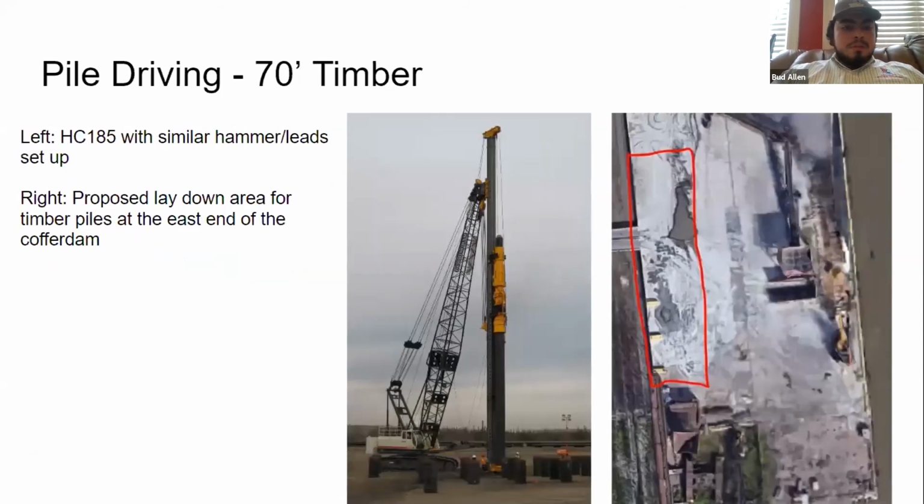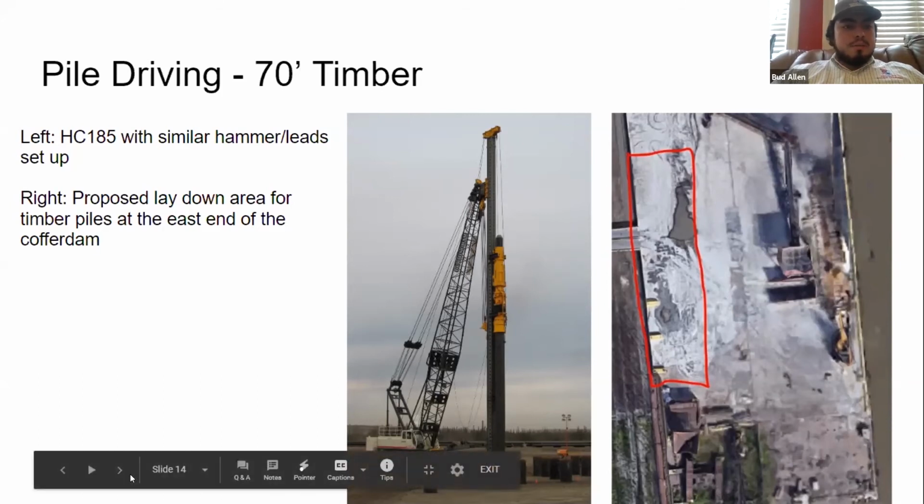On the left, you can see this is an HC 185, so a little bit bigger crane, but a similar lead setup: fixed leads, hydraulic spotter, and a diesel impact hammer. On the right is our laydown area that we plan to use. We're going to be getting a couple trucks in at a time of timber piles. Not enough to overfill the area, but enough so that we've always got enough material on hand to keep production rolling and to stage some small tools as well.